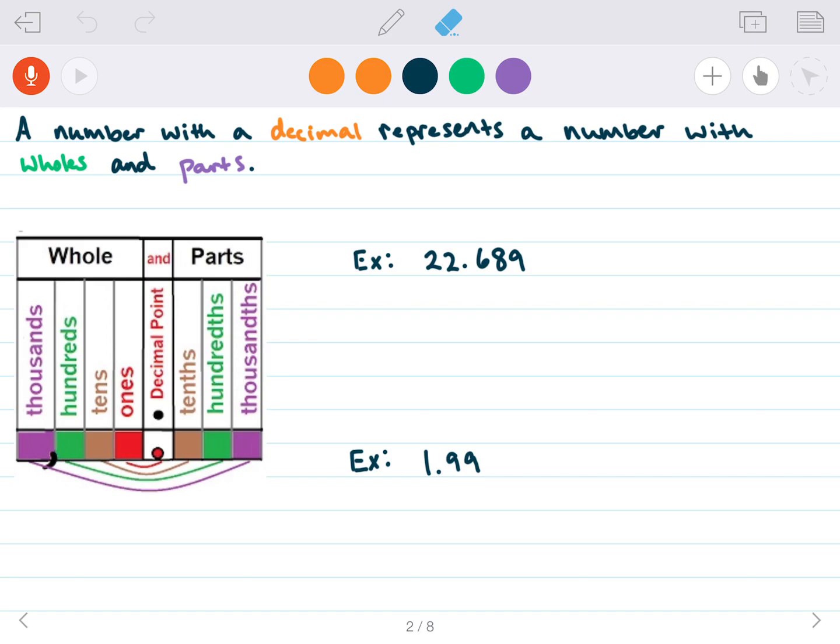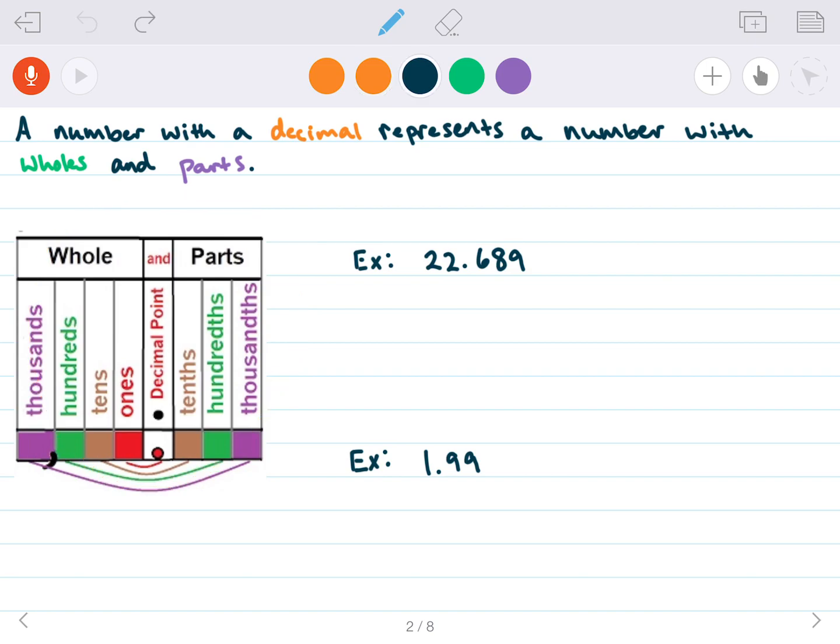Okay, so the next type of number that we're going to talk about is a decimal number. And a decimal number is essentially the same as a fraction. It's just written differently. A number with a decimal represents numbers with wholes and parts, just like a fraction. So right here is a little diagram of what each number in each spot means in a decimal number.